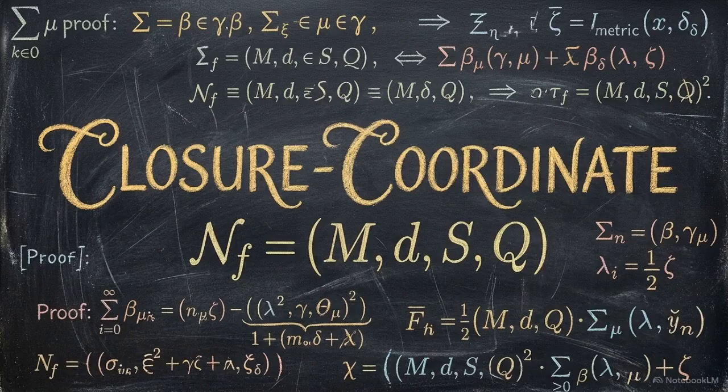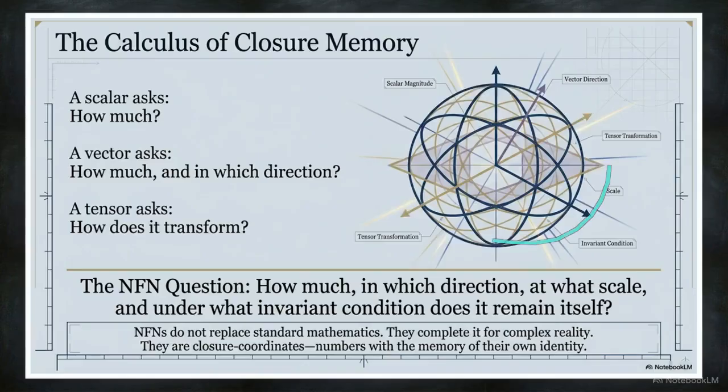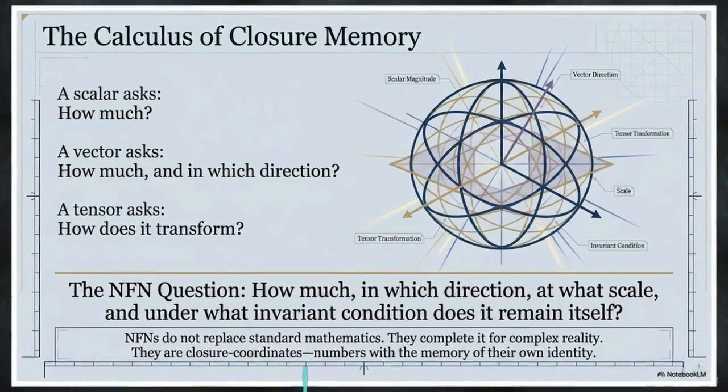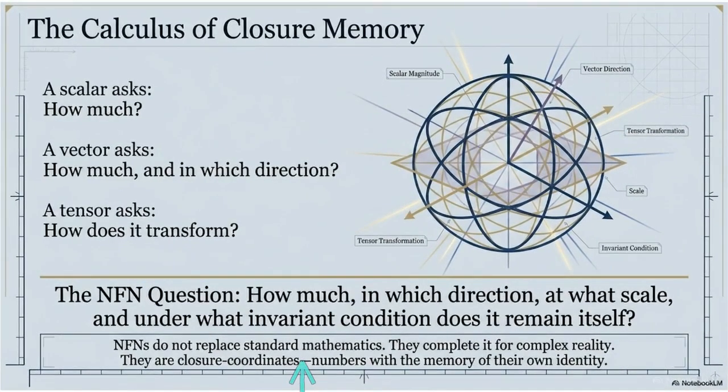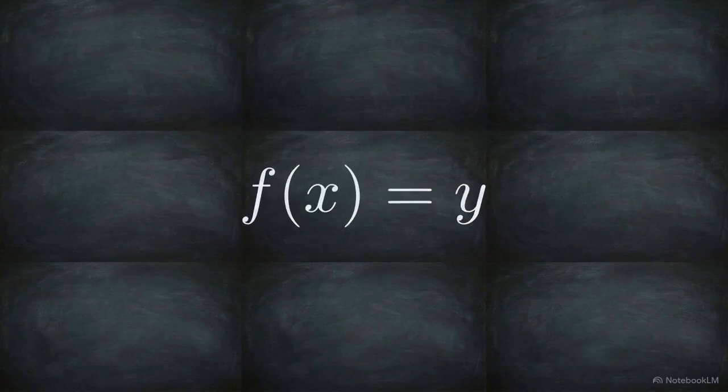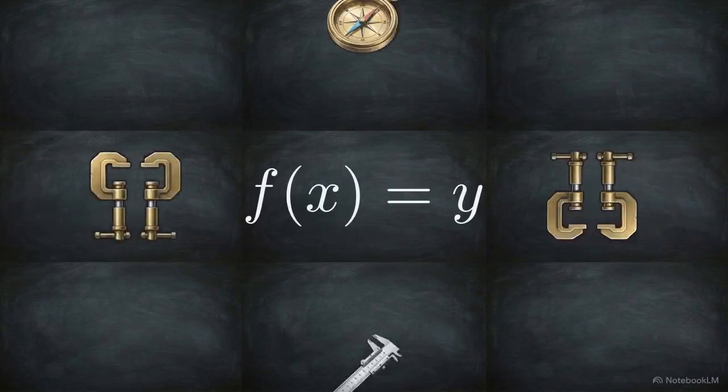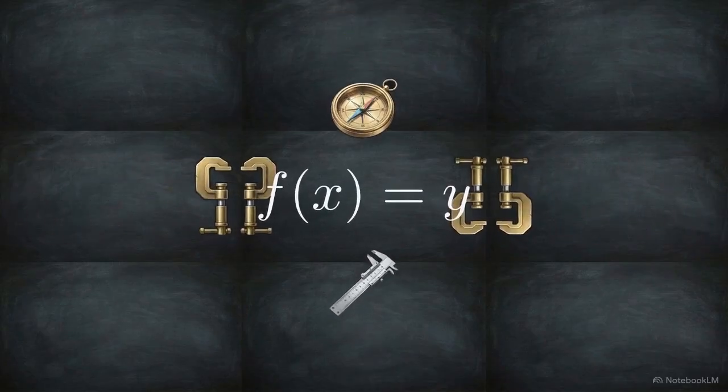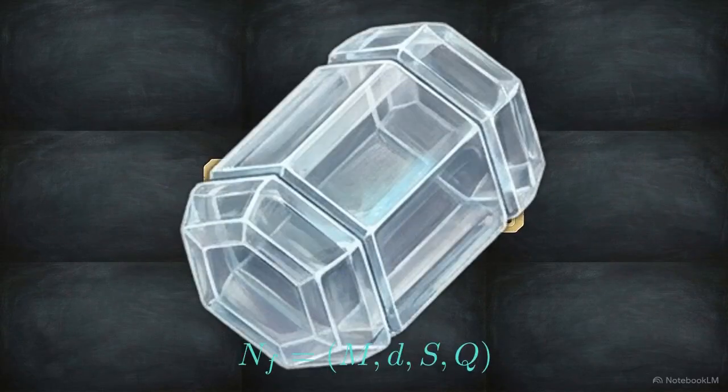Addressing this ontological limit requires a specific formal mathematical object, the Noetherian Finsler number, or NFN. This diagram represents the calculus of closure memory. It defines Noetherian Finsler numbers as a new class of formal objects that function as closure coordinates. NFNs complete standard mathematics by ensuring the equations themselves remember the physical conditions necessary to preserve their own identity.